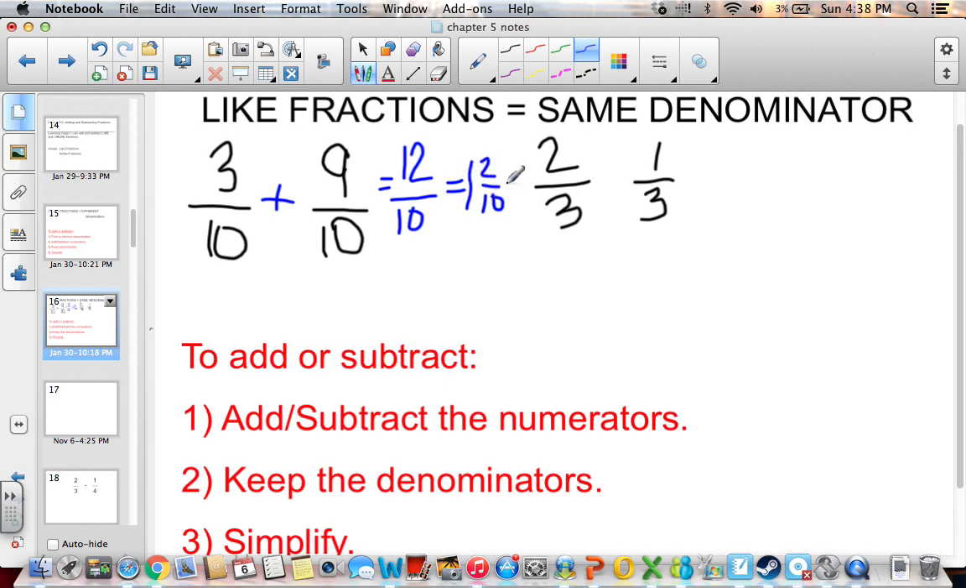So 1 and 2/10, and then I know I can divide my numerator and my denominator both by 2, so I end up with 1 and 1/5. 2/3 and 1/3, if I want to subtract, so subtract the numerators and then keep the denominators. So I would do 2 minus 1 to get 1, keep my denominator, which is 3, simplify, and 1/3 is already in simplest form, so then I leave it.